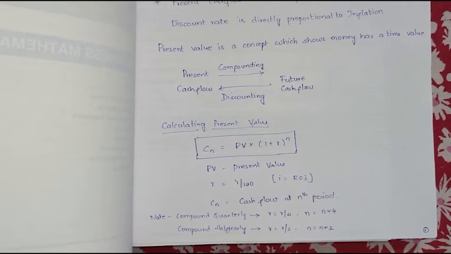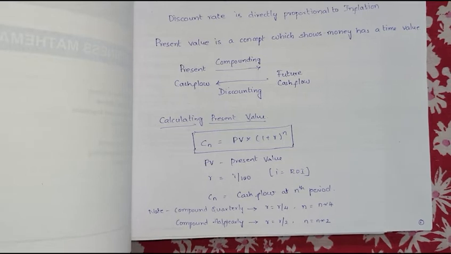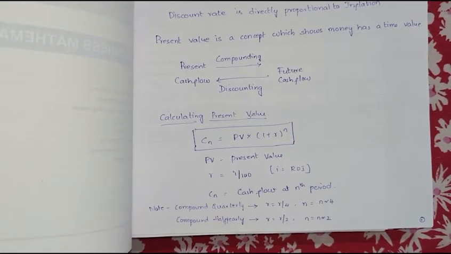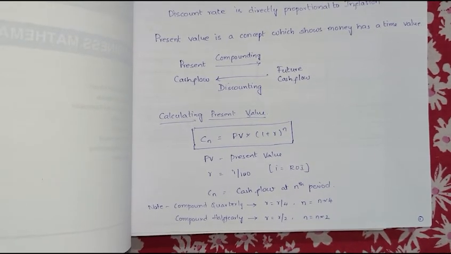Calculating present value. The formula is Cn equal to PV into (1 plus R) whole power n, where PV is the present value, R is the rate of interest, where R equal to I by 100. Cn is cash flow at the end of nth period.